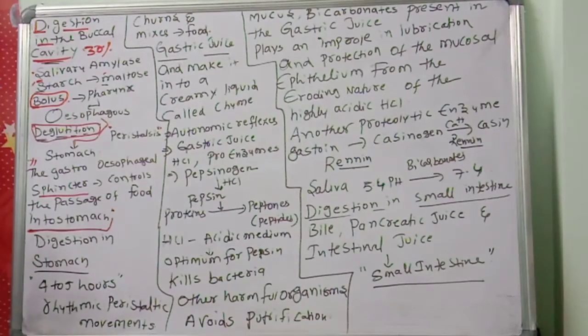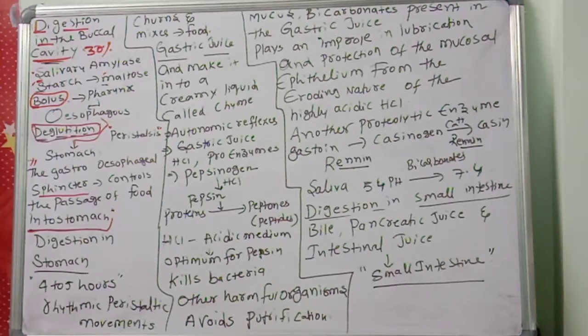First we eat; the bolus is formed. The chewed, masticated food is called bolus. That bolus reaches the pharynx, and from the pharynx the food reaches the esophagus. The swallowing is called deglutition. In the esophagus there are peristaltic movements, contraction and relaxation. Through peristalsis, the food reaches the stomach.